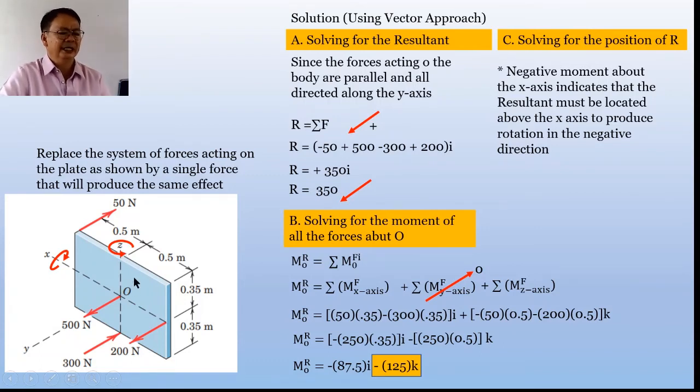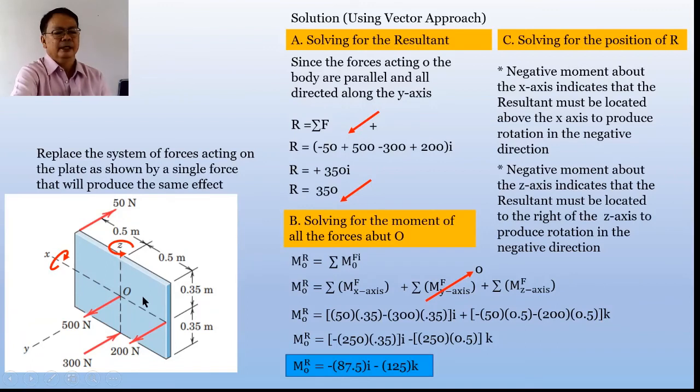Therefore, makikita natin that it should be located somewhere to the right of the z-axis. Diba? So the negative moment about the z-axis indicates that the resultant must be located to the right of the z-axis to produce rotation in the negative direction.